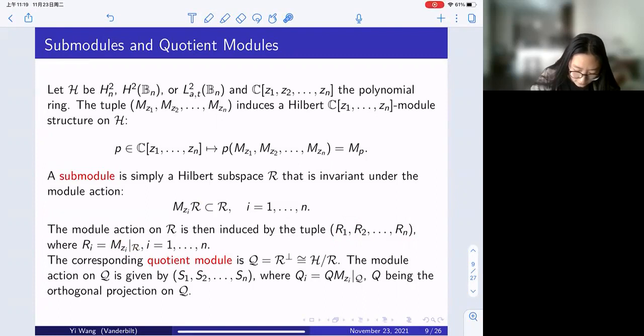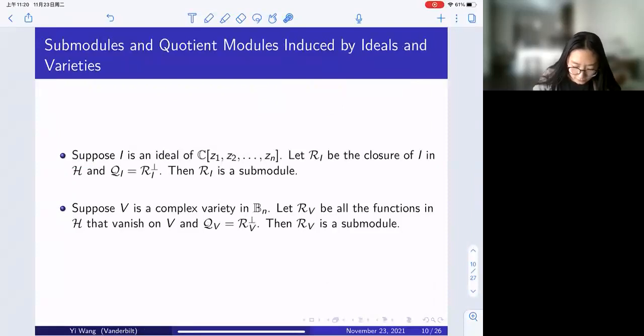And if you think of it in the algebraic picture, if you take the quotient, then the quotient will also inherit a module structure from it, but we are in Hilbert spaces. So the quotient is isomorphic to the orthogonal complement. Here we define the corresponding quotient module to be just the orthogonal complement of this submodule. Now you can also define the module structure by just compressing those M_{z_i} to the quotient space. And now on these spaces, the operator tuple of interest will be either R_1 to R_n or S_1 to S_n instead of the M_{z_i}. And then we can ask the same question.